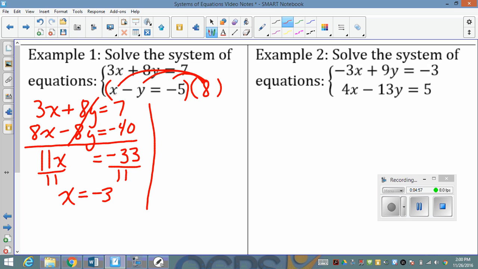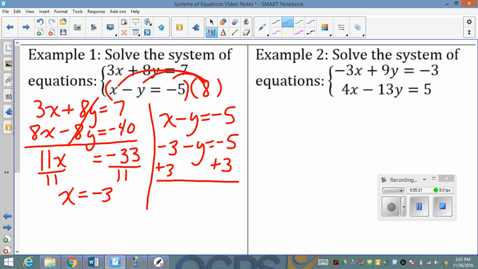Now remember, what I'm looking for here is the point that makes both equations true. So I need an x and a y. I can go into either equation. I'm going to choose the second one because the numbers are smaller. Plug in -3 for x, and solve for y. Adding 3 to both sides, I get -y equals -2. And then don't forget to divide by -1. So y equals 2.